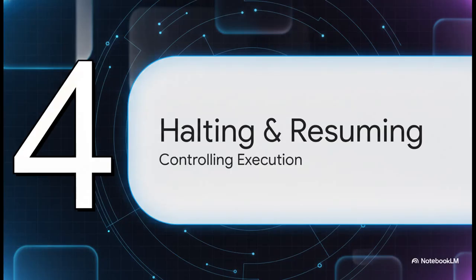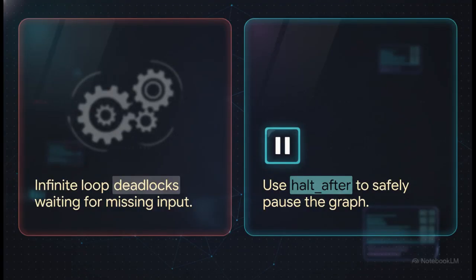Halting and resuming execution. Here's the catch, though. If you just tell this graph to run as is, you are going to hit a massive deadlock. The system processes the human input, generates the AI response, loops back to the human input node, and then it just freezes forever because there's no new prompt waiting for it. The deadlock danger breakdown here represents exactly why this happens.